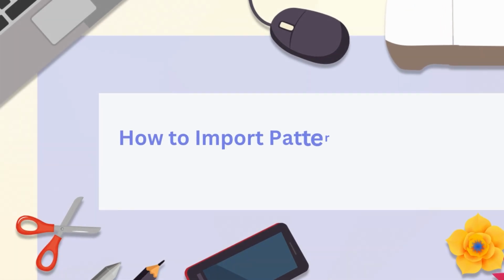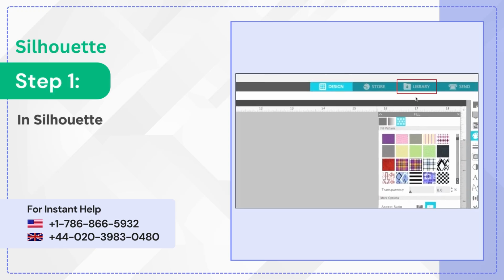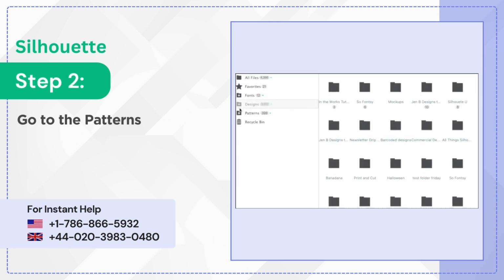How to import pattern and use in Silhouette Studio. Step 1. In Silhouette Studio, go to the Library tab. Step 2. Go to the Patterns folder.